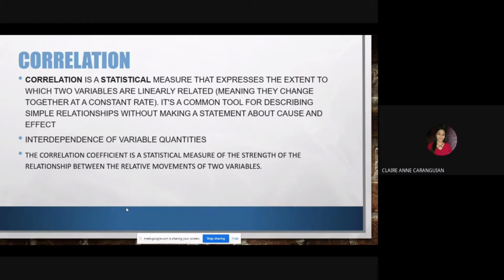Correlation is interdependence of variable quantities. So, yung variable na ginagamit natin dito is quantitative and also interdependence. The correlation coefficient is a statistical measure of the strength of the relationship between the relative movement of two variables. So here, yun nga, kukumpitin natin, or we are going to determine or measure the statistical value of the strength of the relationship between the two variables.